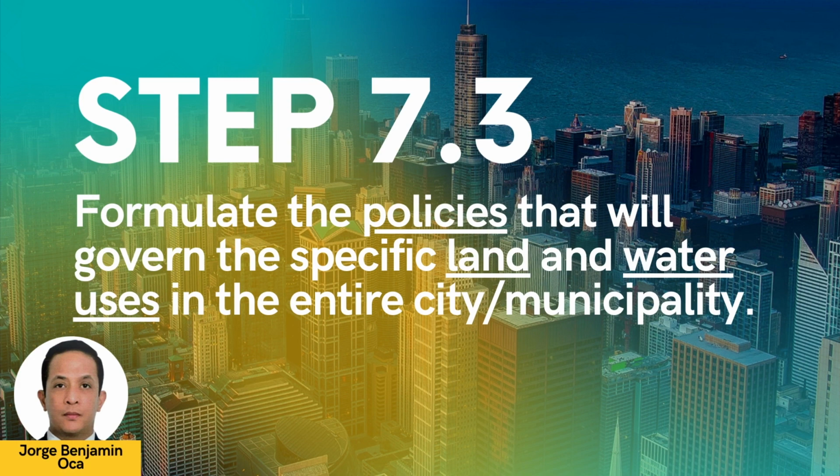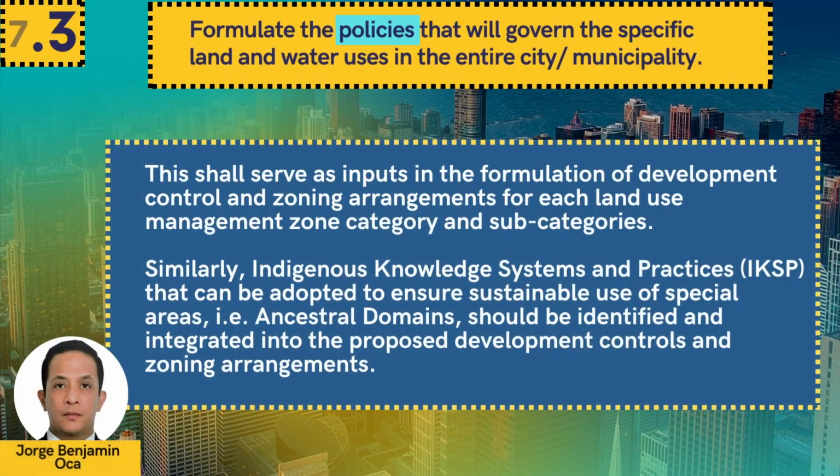Formulate the policies that will govern the specific land and water uses in the entire city/municipality. This shall serve as inputs in the formulation of development control and zoning arrangements for each land use management zone category and subcategories. Similarly, Indigenous Knowledge Systems and Practices, IKSP, that can be adopted to ensure sustainable use of special areas, that is, ancestral domains, should be identified and integrated into the proposed development controls and zoning arrangements.